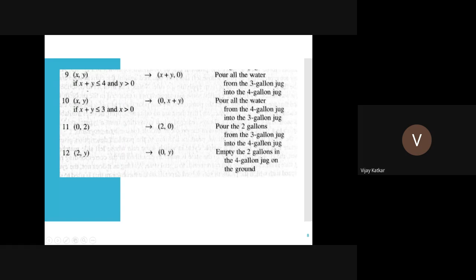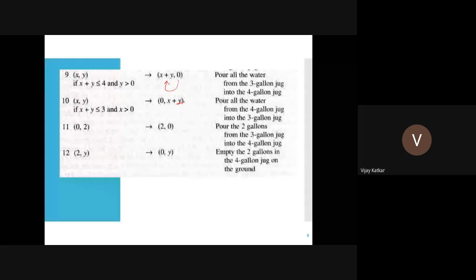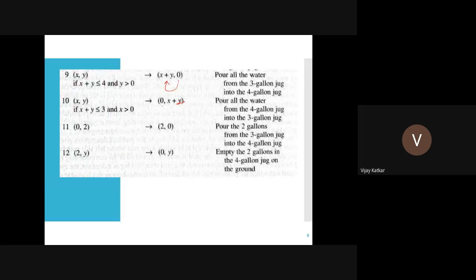Similarly, now these are important things. You can pour out some water from jug Y to jug X and you can make jug Y empty. Similarly, you can pour out some water from jug X to jug Y and make it empty. And then these are acceptable states. It doesn't matter that it is 0 and 2. So these are certain rules.